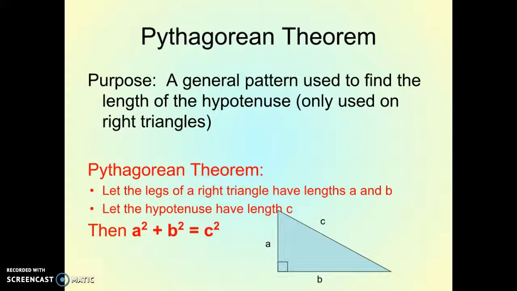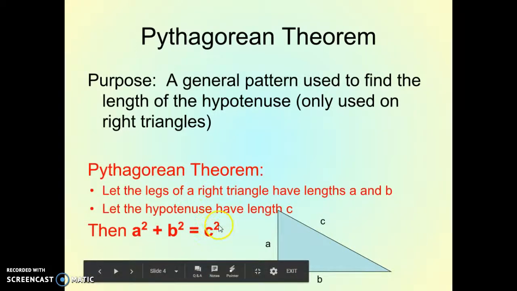a and b can be switched around. It doesn't matter what order you do that part in, but because in the Pythagorean theorem, c is on one side of the equal sign all by itself, it has to be the side that's across from the right angle, or the hypotenuse. Remember that means the same thing. c is the hypotenuse, the side across from the right angle.